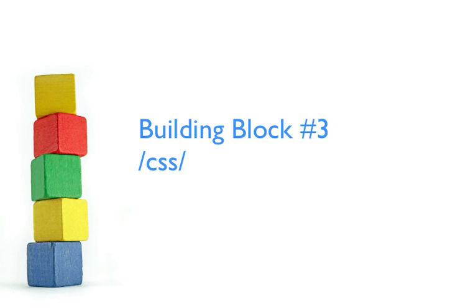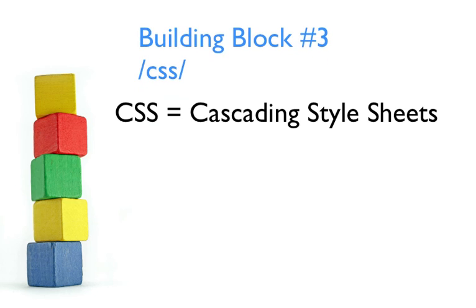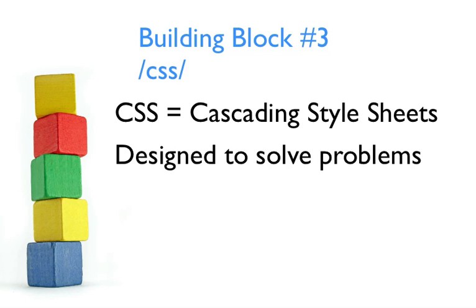Building block number 3, cascading style sheets. Let's talk a little bit about what CSS is. CSS, or cascading style sheets, define how to display HTML elements on your page. They were developed to solve problems with layout and to give you more flexibility with your HTML than putting font tags and table tags right in your code.